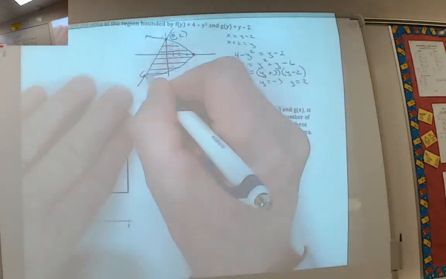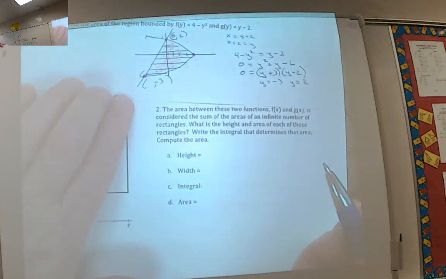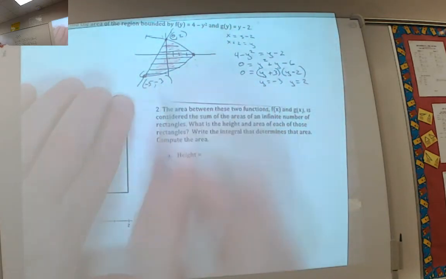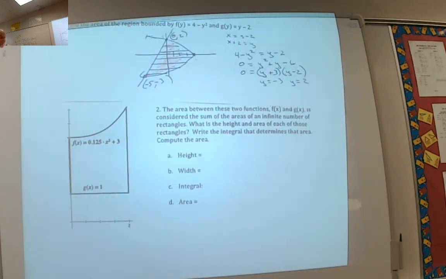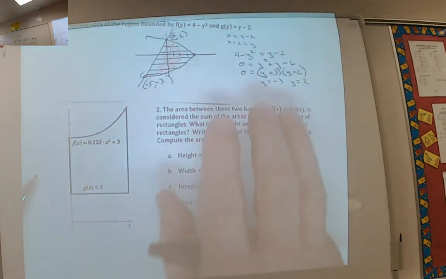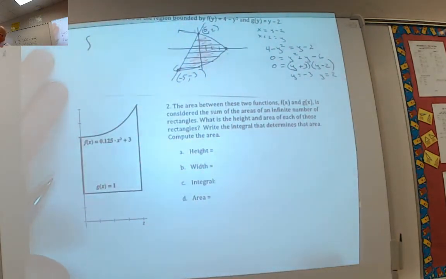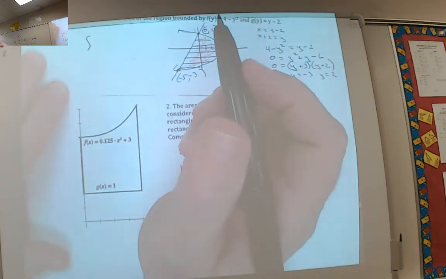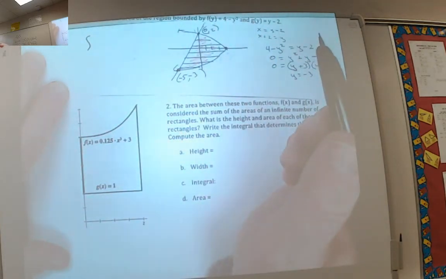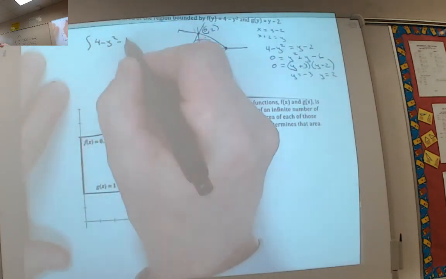Negative 3. In fact, it's negative 3 comma negative 5, I believe. If I put a negative 3 in here, do I get a negative 5? So my integral looks like what, Emily? Four minus y squared minus y minus 2. Like that?